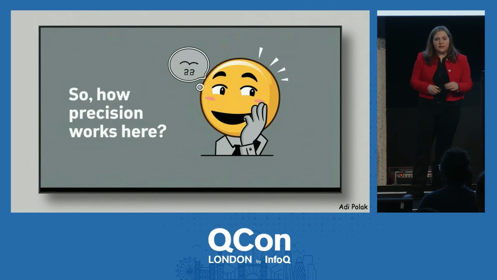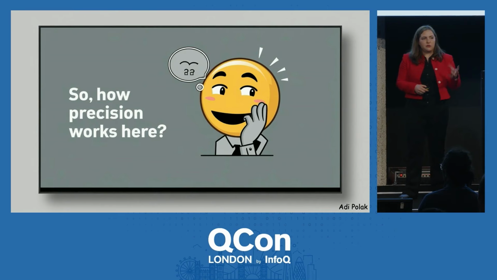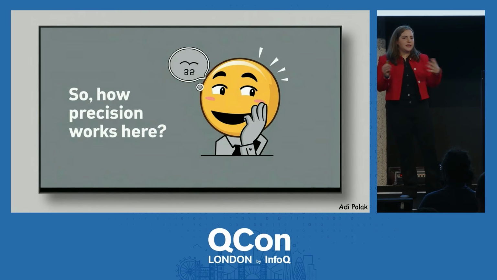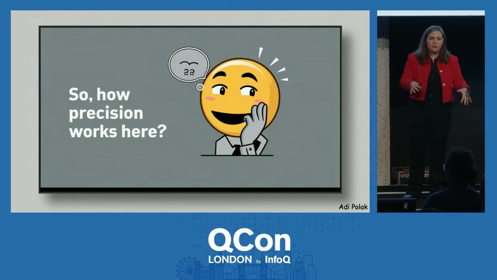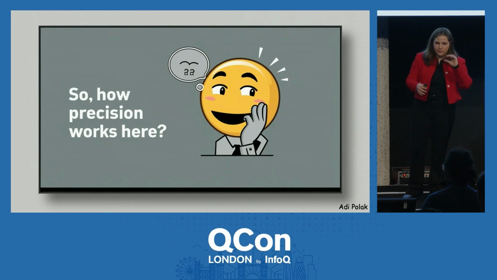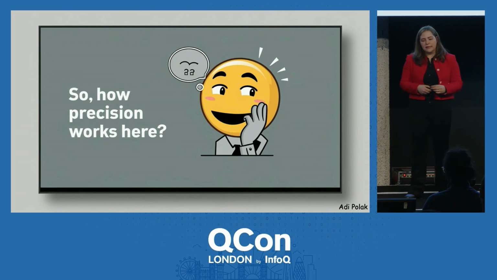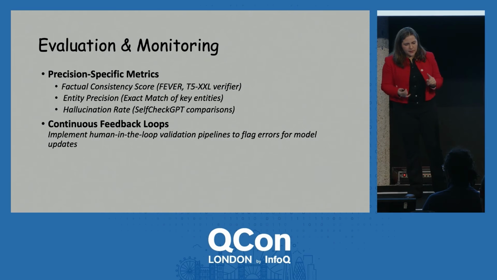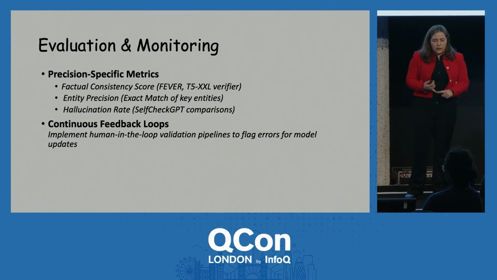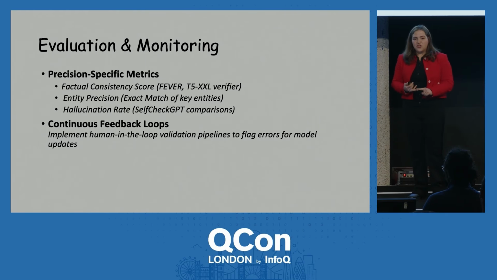But the real question is, how do we nail down the precision? We learned that instead of asking a model to solve the big problem, we granulate it and make it super focused. But how do we know that we did a good job, and how do we do it at a large scale? We need to evaluate and monitor all the time. So we need some precision-specific metrics.